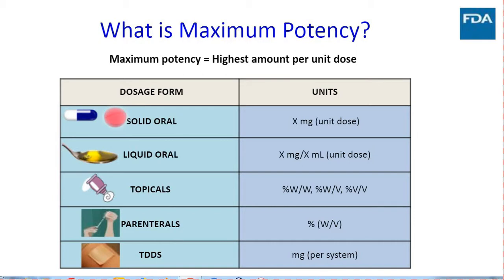Maximum potency is something that is also a very confusing term to a lot of users. This is the highest amount per unit dose. The FDA is working actually to standardize the units. In this table, we see the various dosage forms and the units listed. If you have looked at the IID in the past, you may have seen just a percent or milligrams, and it wasn't very well defined what the unit was. But the FDA has now been working on standardizing the units that are listed in the IID. So Dave, let's talk a little bit about using the IID information in an ANDA.